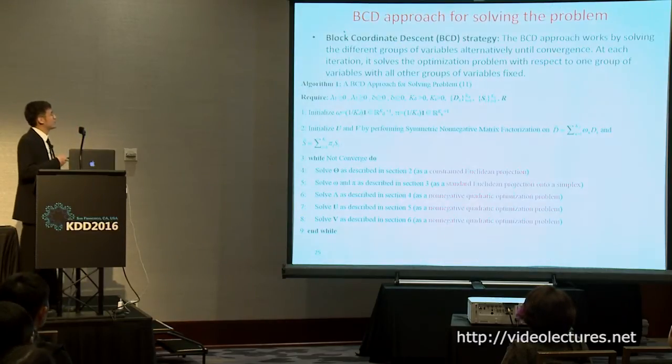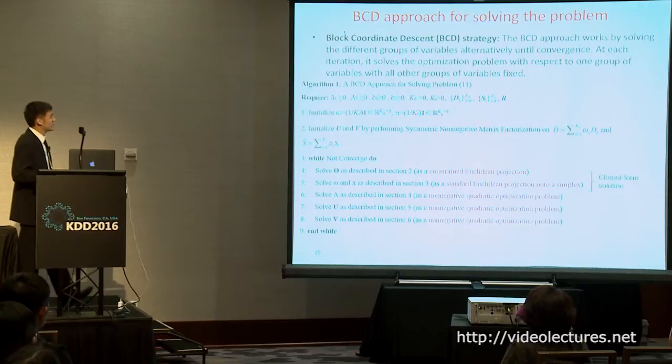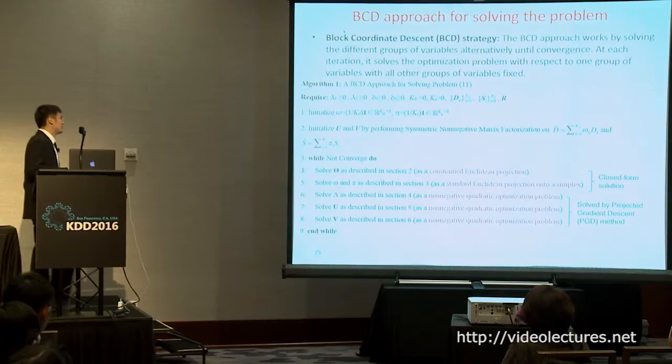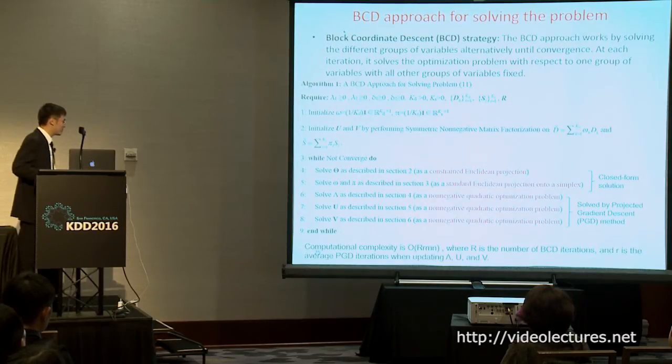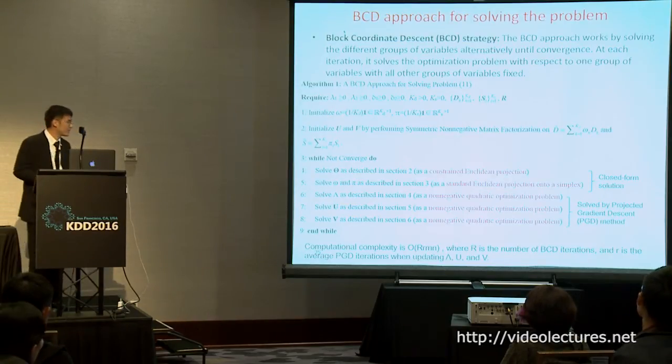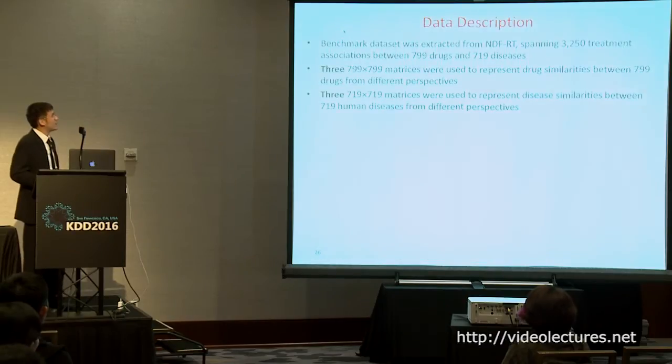So this algorithm is the BCD strategy. I think I will skip it. It's straightforward, it's just a loop, and we solve the parameters. We have 1, 2, 3, 4, 5, we have 5 parameters, and we solve them one by one, and we can finish this. And we have some computational complexity analysis. And this is the algorithm part.